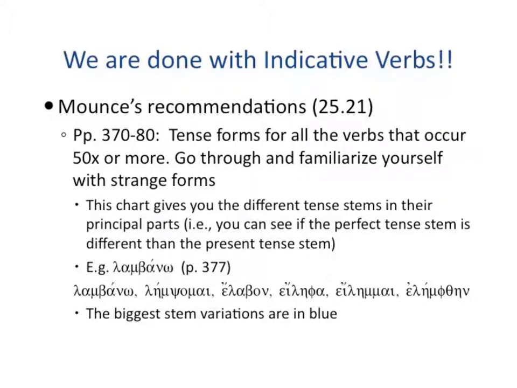But you'll notice that in some different tense forms, there will be strange variations. If you want to get ahead of those variations, make sure that you go through and you memorize the ones that are in blue. Those are the biggest variations, the ones that you need to know more. But that's it. We're done with indicative verbs, and we will be moving on to participles.